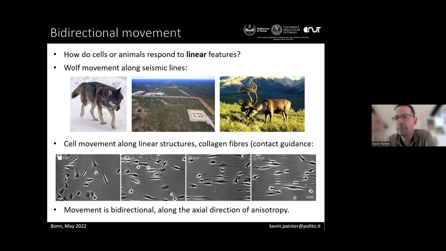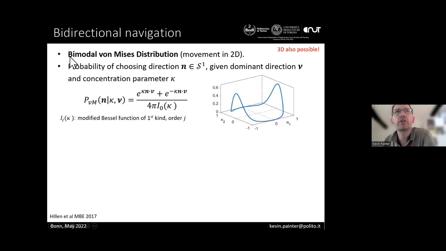So that would be what we call a bidirectional movement, but we can very easily do that, because we can just take that unimodal von Mises distribution and extend it out into a bimodal form, where now you're equally likely to move in direction mu or direction minus mu. And of course, you can do the same calculations, and you can calculate your advection.